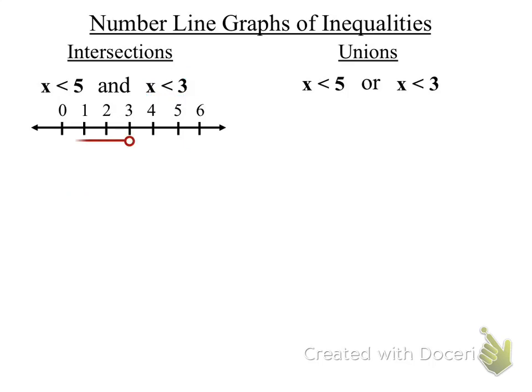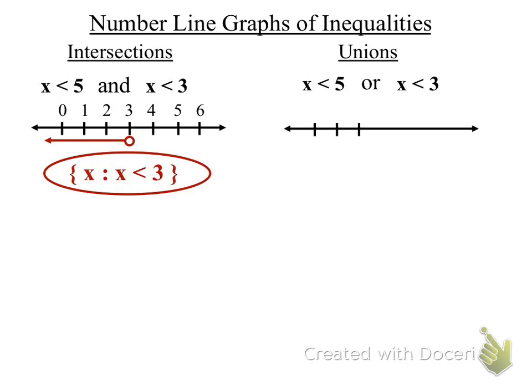Okay? And we would show that x is such that x is less than 3. The numbers in this set are going to be x is such that x is less than 3 because it will cover the intersection. Okay, now look at this union. If I graph this one, x is less than 5 and x is less than 3. This time I want the union. Do you understand the difference between union versus intersection?